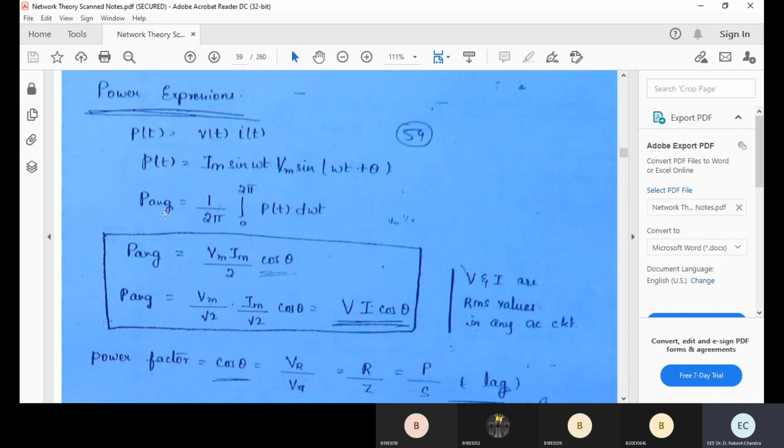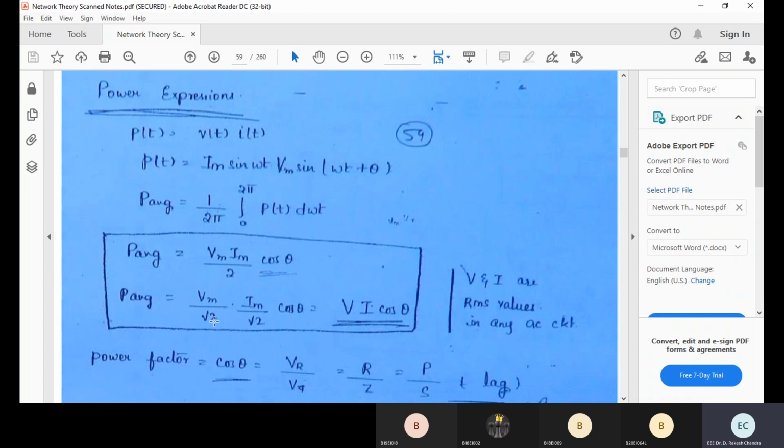So if you calculate your P average, what is the P average? We have seen in the previous formulas, in the last class, the calculation of average values and RMS values. So average value is equal to 1 by time period, 1 by 2 pi into integral 0 to 2 pi P of t d of omega t. If you do the integration and after calculations, finally you obtain this expression: P is equal to V into I into cos theta. Remember, it's an average power.